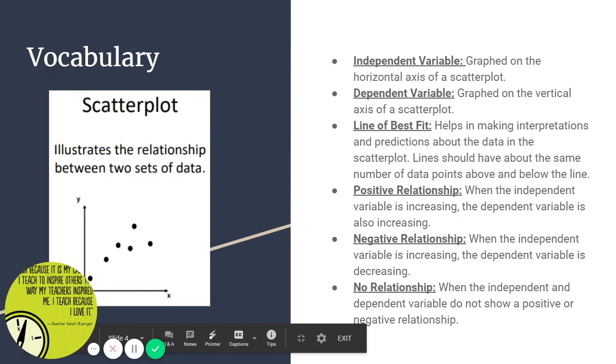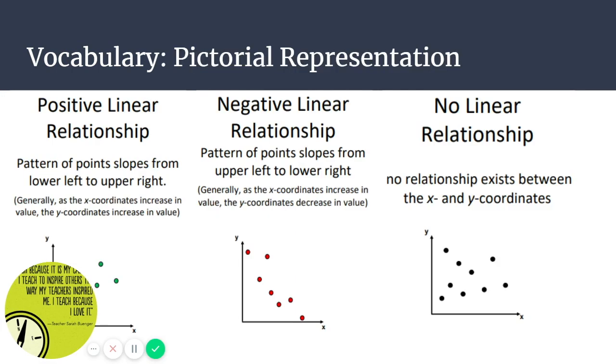Those vocabulary terms that we need to reference are independent variable, dependent variable, line of best fit, positive relationship, negative relationship, or no relationship. We also share with you these pictorial representations. Remember that as the line is increasing, that is considered a positive linear relationship. If the line is decreasing or has a downward trend, that is a negative relationship. Or if the points are scattered about the graph and there's no real correlation between the x and y coordinates, that is considered no linear relationship.